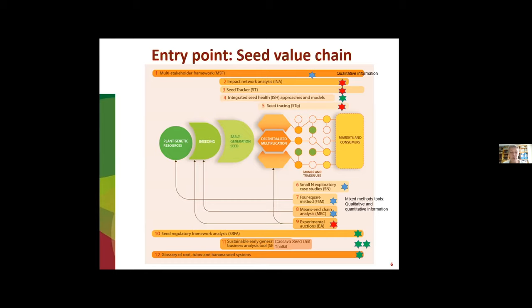And the other three tools that we're going to present to you today are 2, 3, and 5, being impact network analysis, seed tracker, and seed tracing. And tomorrow we have another set of tools, which are the green stars. Next slide, please. I hope this didn't go too fast for the interpreters. That might actually have been a bit.